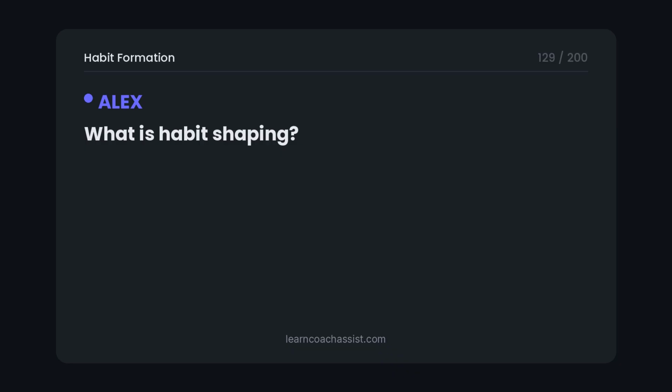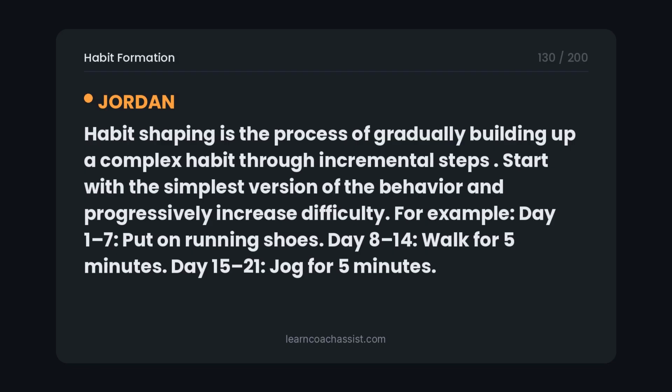What is habit shaping? Habit shaping is the process of gradually building up a complex habit through incremental steps. Start with the simplest version of the behavior and progressively increase difficulty. For example, day 1 to 7, put on running shoes. Day 8 to 14, walk for 5 minutes. Day 15 to 21, jog for 5 minutes.